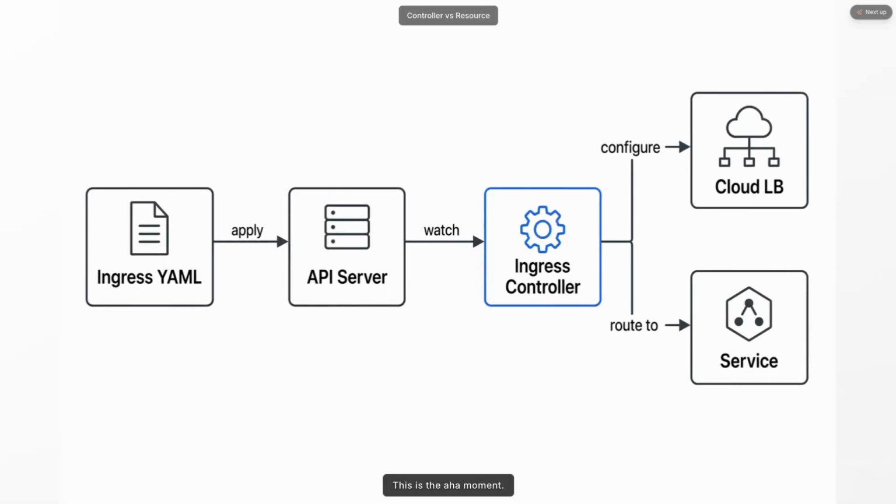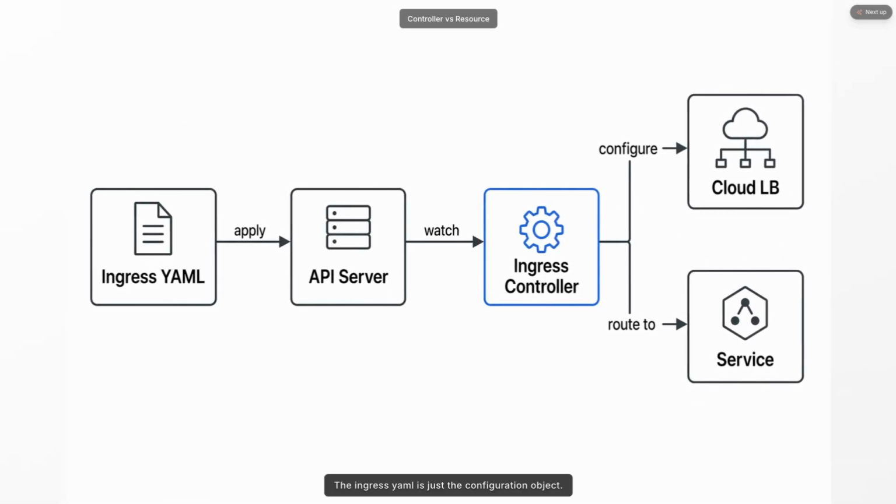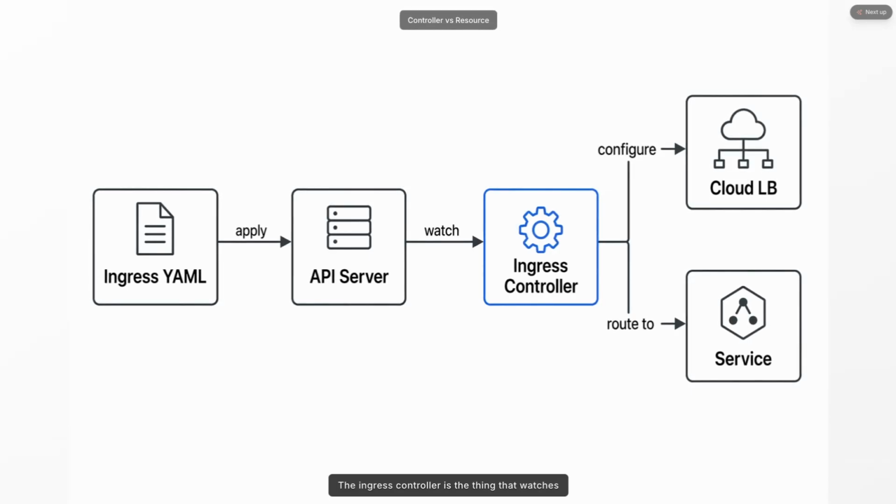This is the aha moment. The Ingress YAML is just the configuration object. The Ingress controller is the thing that watches that config and turns it into real routing, sometimes even configuring a cloud load balancer. So the resource describes intent, and the controller makes it happen.